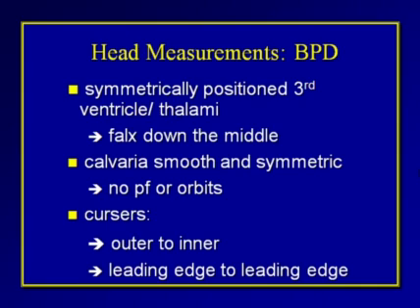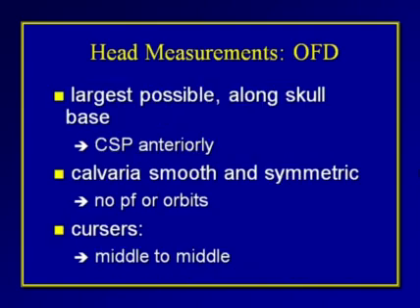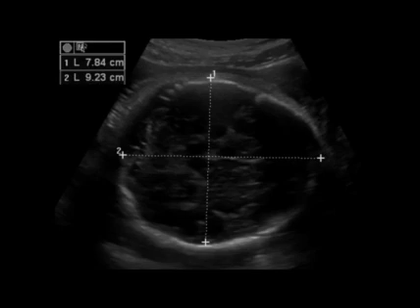The cursors are placed outer to inner, or leading edge to leading edge. When looking at the OFD, it should be the largest possible measurement along the base of the skull, with the cavum septum pellucidum identified anteriorly on the image. The calvarium, again, should be smooth and symmetric. No posterior fossa on the image, no orbits on the image. The cursors in this instance go middle to middle. And let's look at some pictures.